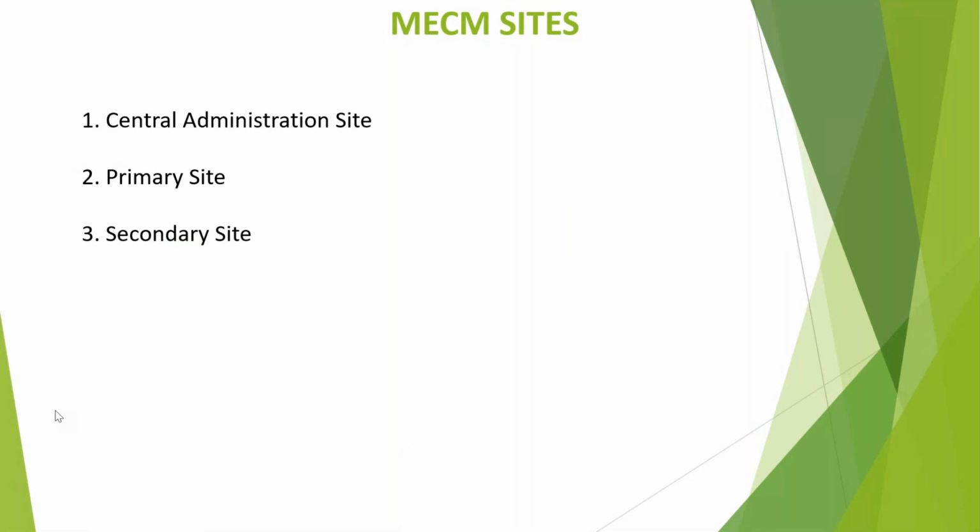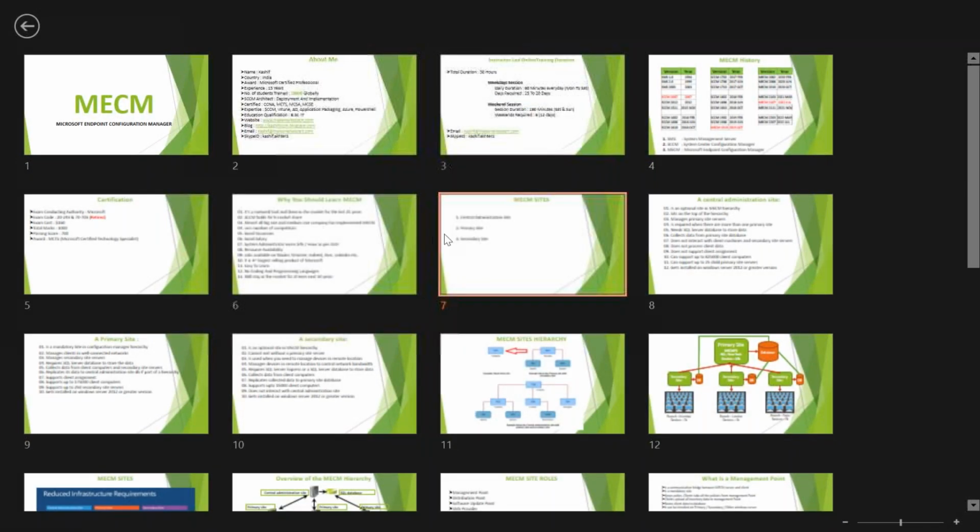There are three sites: central administration site, primary site, and secondary site. These are the three sites in SCCM. We will discuss these sites tomorrow in great detail. What are these sites? Why do we need these sites? And how do we configure these sites? What are the benefits and what is the capability? So we'll discuss these things later on, from tomorrow onwards.